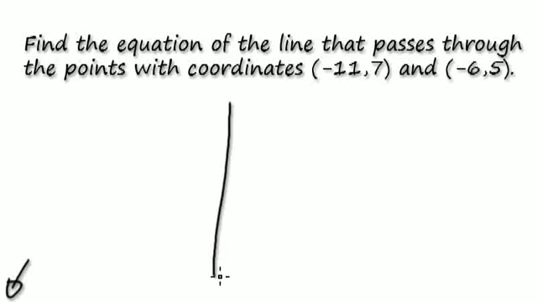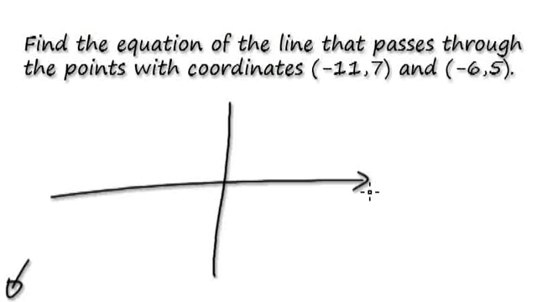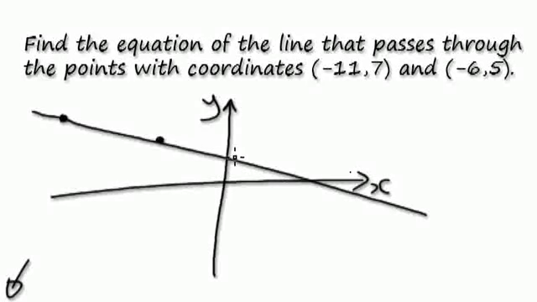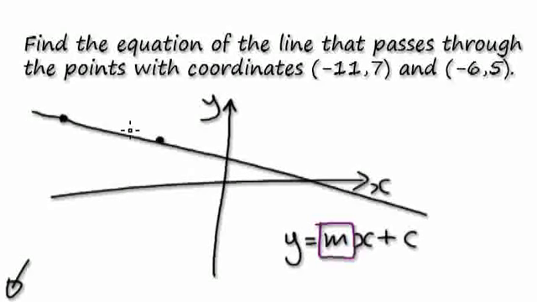Okay, so draw our graph first. This is x and this is y. Minus 11, 7 will be somewhere around here. Minus 6, 5 maybe somewhere here. Then you've got a straight line like this. The minute you have a straight line, write down the equation: y equals mx plus c. And now you need to work out the gradient.